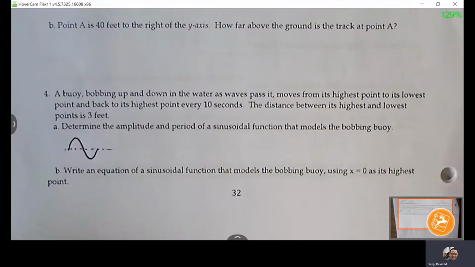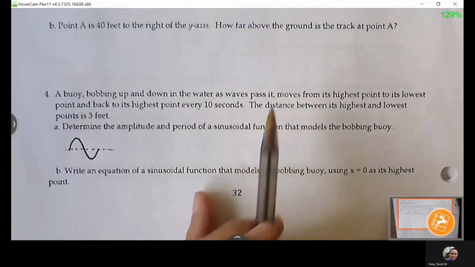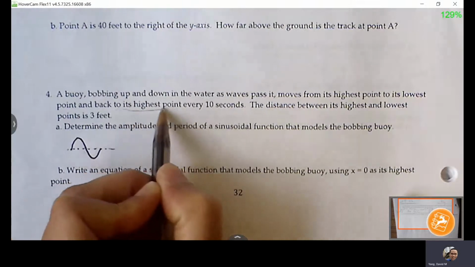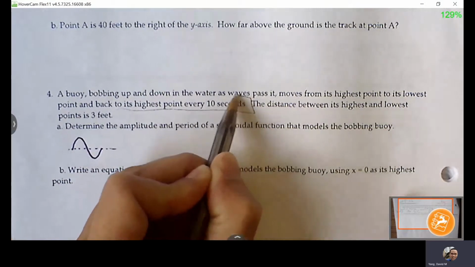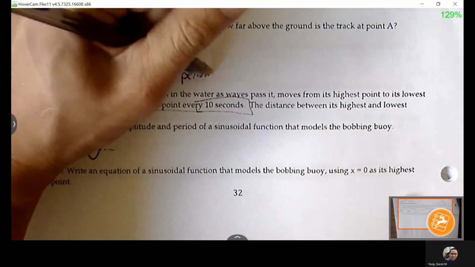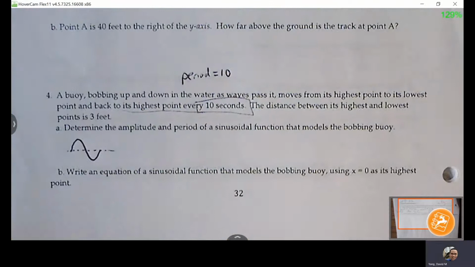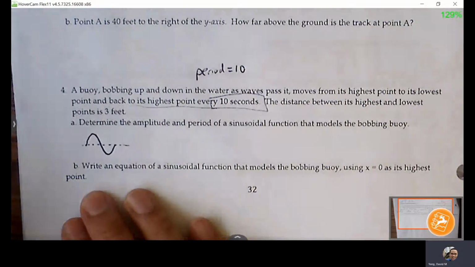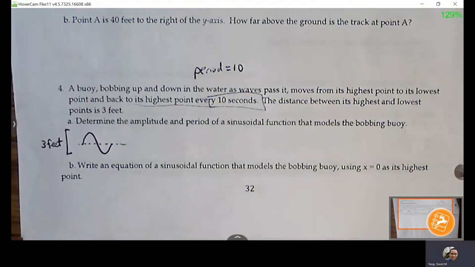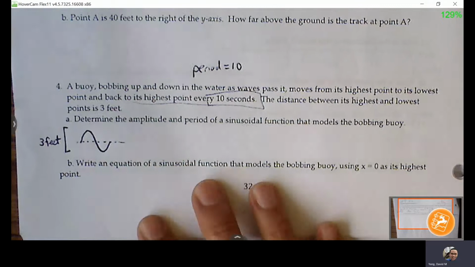Okay, so from the highest to lowest points and back to the highest point, that's a full cycle. So we know that's our period there, 10 seconds. Okay, the distance between the highest and lowest point is 3 feet. So I think from here we can identify our A value, right? What's our A value?